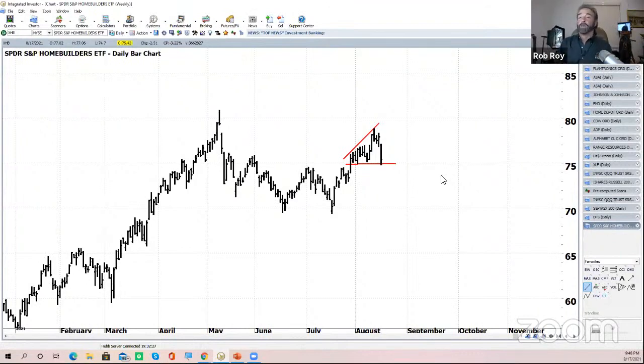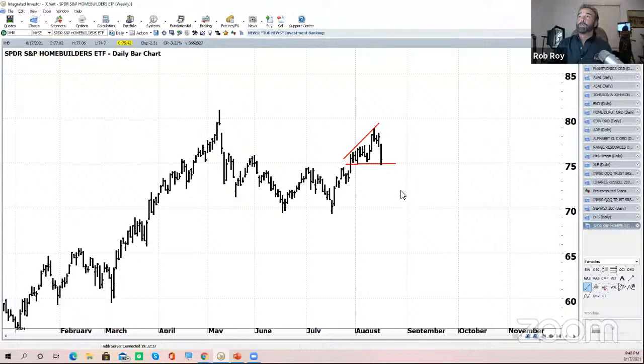Expanding triangles occur. They're technical patterns. They're there when you learn about triangles. You learn about contracting and expanding ones. It's just the common ones. The more common ones are contracting. So when you have an expanding one, they just don't tend to show up as often. But man, there's been a lot of them over the past year or so.